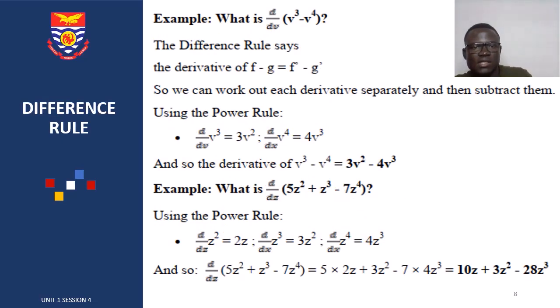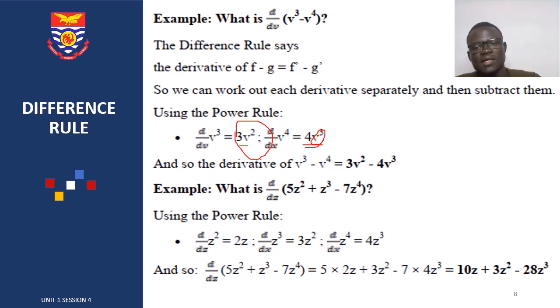The difference rule. The difference rule says if we have functions f and g and we are subtracting, then we have to subtract their respective derivatives. So we can work out each derivative separately and then subtract them. Using the power rule, we want to determine the derivative of v cubed minus v to the power of 4. So we first of all have to find the derivative of v cubed, which will give us 3v squared, and of v to the power 4, which will give us 4v to the power 3. So if we want to find the derivative of the function, then we can just subtract these two, which will give us 3v squared minus 4v to the power 3.